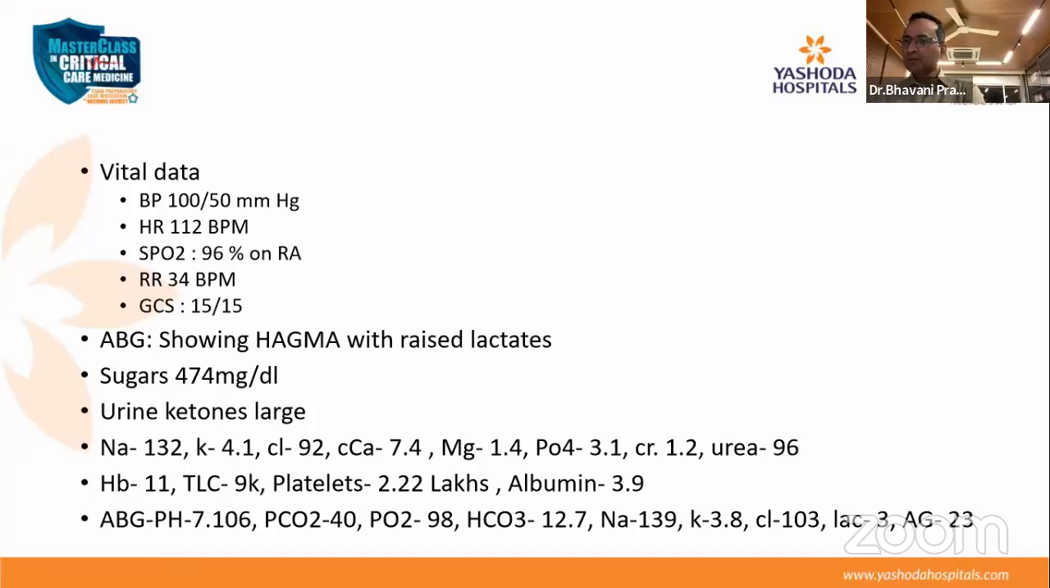How much insulin do you give for this subset of patients? 0.1 units per kg bolus followed by 0.1 units per kg per hour infusion, based upon the sugar values, targeting a fall of around 50 to 75 milligrams per deciliter per hour. If it is more than 100, we have to reduce the dose to half. If it is less than 50, we have to increase by 50% of the baseline dose.